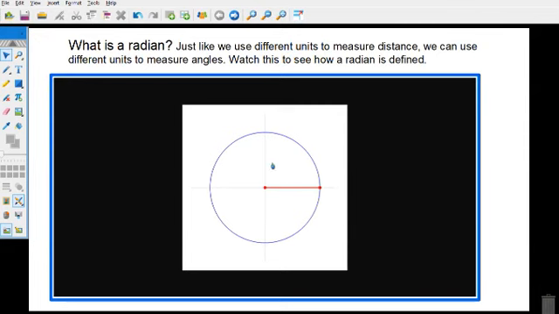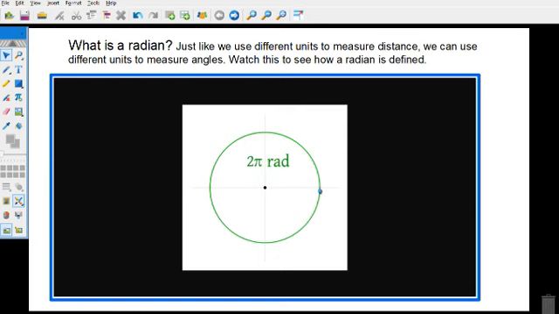So if you look down here, you'll notice in this circle that we started with a radius. And then if we take that radius and stretch it along the outside of the circle, and we draw in the angle, that terminal side that would be required to reach the end of that radius, then the angle formed in the middle has a measure of 1 radian.